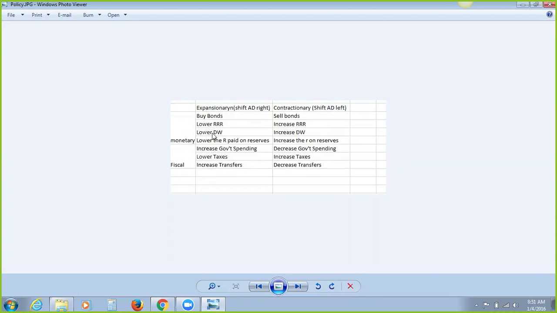Remember that these things right here, monetary policy, where you buy bonds, buy means bigger. When you buy bonds, you make the money supply bigger, which makes the interest rates lower. Or what the Fed can do is they can lower the required reserve ratio, they can lower the discount window, or they can lower the interest paid on reserves. These four tools right here are monetary policy to expand the economy, to shift the aggregate demand curve to the right. Right?